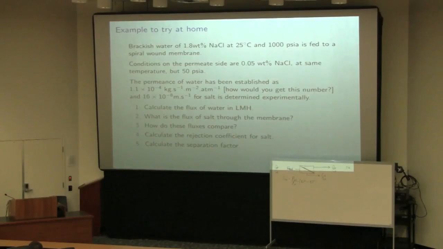So just take a minute to estimate what delta pi is. The reason why that's so important is we're after J solvent, the flux of the solvent, which is the first part of the question, and it's going to depend on delta pi.